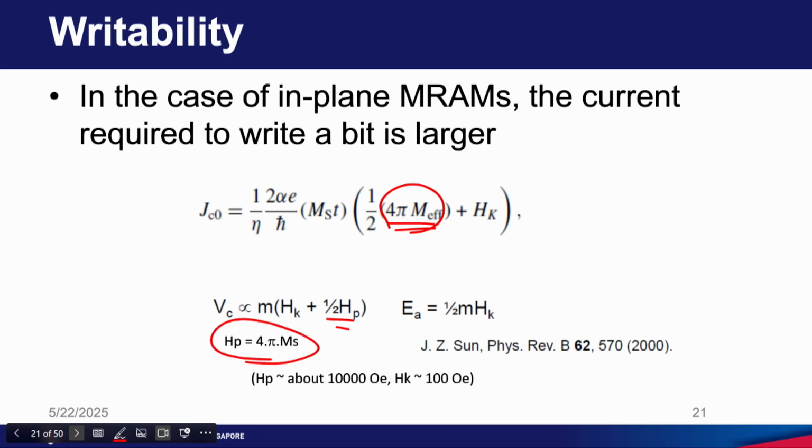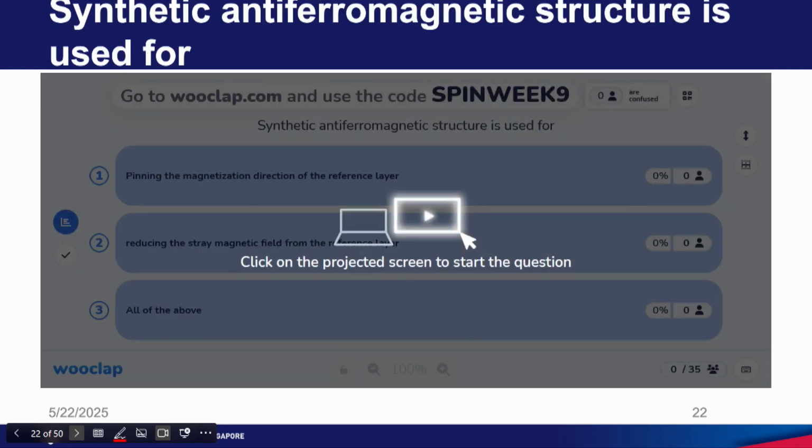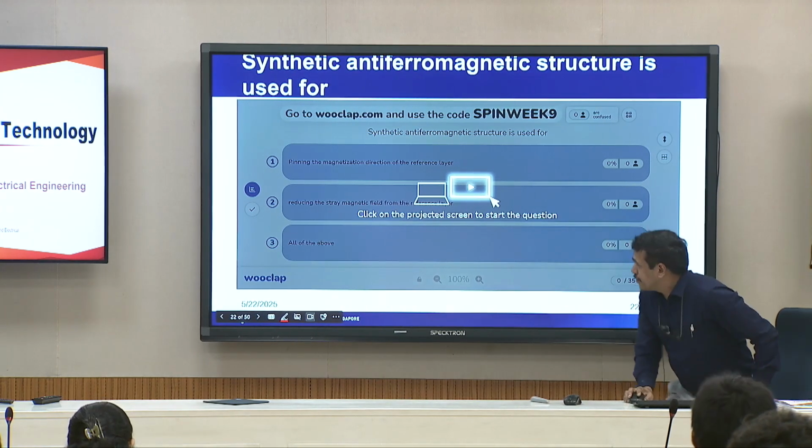If you look at many papers related to MRAM, you will find either the critical current required to write information or some voltage required to write information, and in all of them you will find this term 4 pi M s. So, you need to spend more energy to write information. Okay, so, let us do some questions and we can take a break.